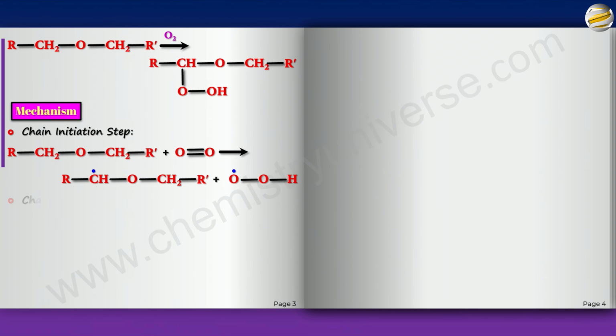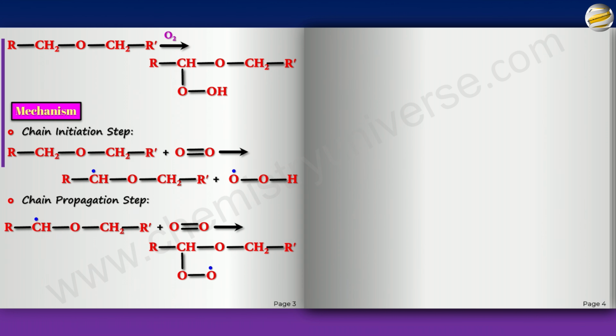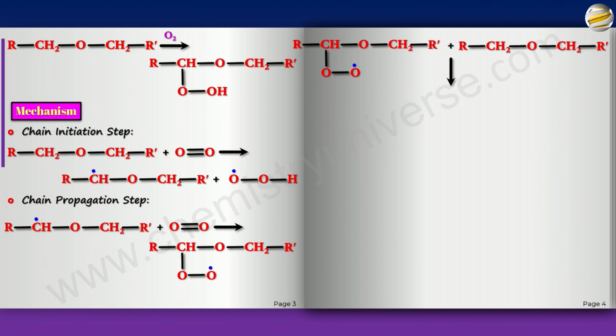Now comes the propagation step. In the propagation step, this primary alpha radical will react with an oxygen molecule, which is in excess of course. Again it breaks the pi bond of oxygen, takes one of the oxygens and makes the other oxygen a radical. Now this will meet the other excess reagent, which is the ether. It will take an alpha H from this and convert that into an alpha radical.